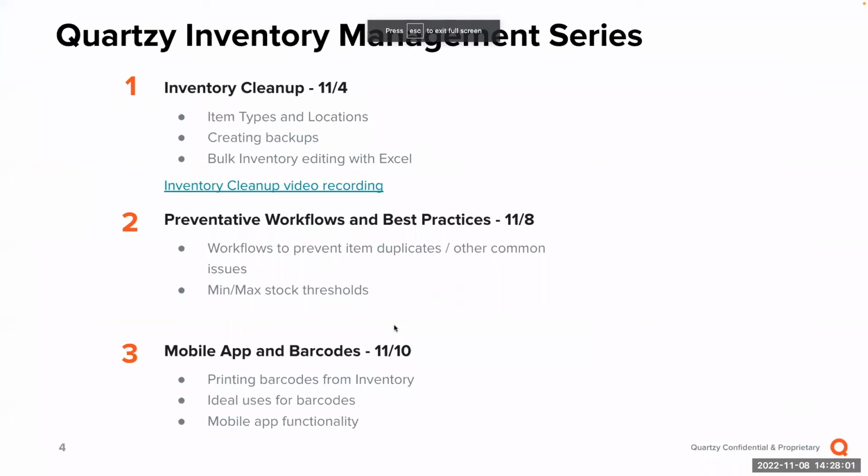All right, so for our inventory management series, last week we did inventory cleanup with Katie, and that's all about adding types and locations, helping you upload your inventory and how you can edit the inventory and create your backups. You can create backups for both the inventory and the request module. Today's session is going to be all about preventative workflows and best practices, and Thursday's session is going to be all about the mobile app and our barcode functionality within the inventory module. So definitely come and check that out as well.